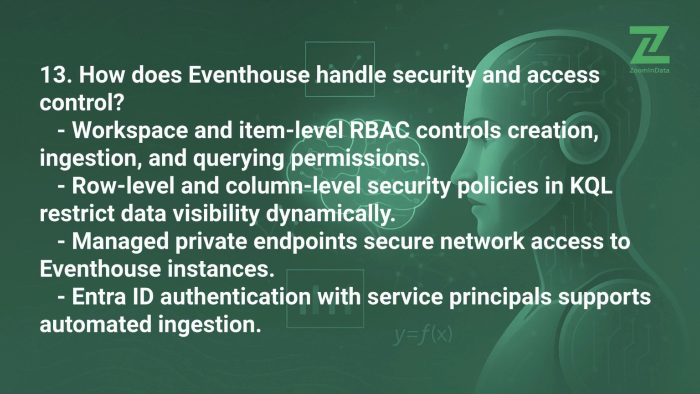13. How does Eventhouse handle security and access control? Workspace and item level RBAC controls creation, ingestion, and querying permissions. Row-level and column-level security policies in KQL restrict data visibility dynamically. Managed private endpoints secure network access to Eventhouse instances. Entra ID authentication with service principals supports automated ingestion.